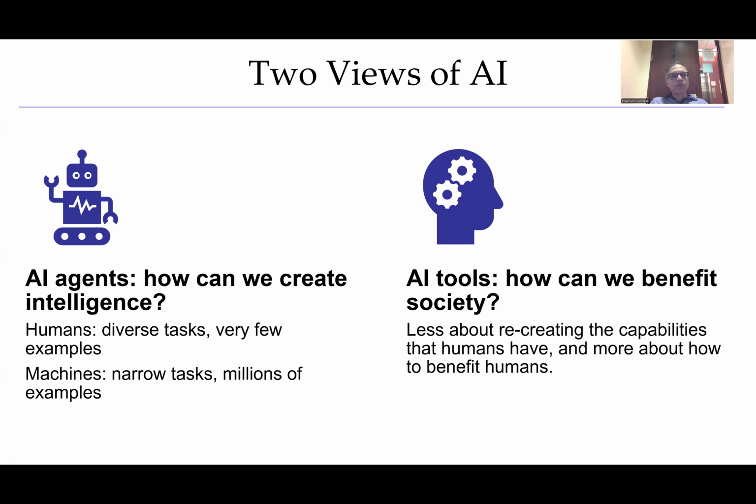Now there's a fundamental problem that people did encounter, and that they continue to encounter today with AI agents, especially when you talk about things like AGI, artificial general intelligence, which is that humans have the ability to perform a diverse set of tasks. A human in his or her lifetime will perform many, many different tasks. And they learn to do those tasks with very few examples.